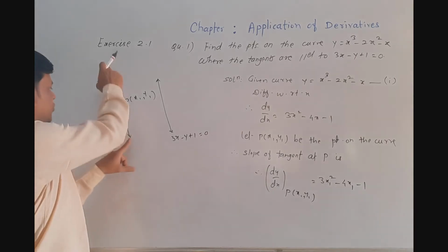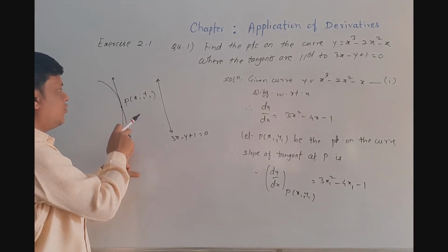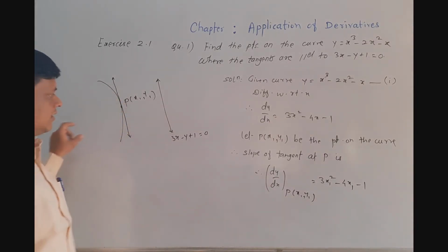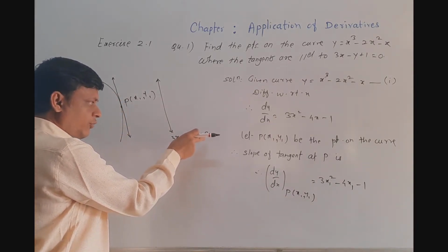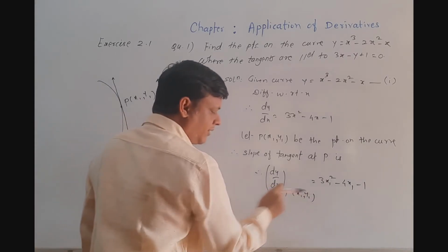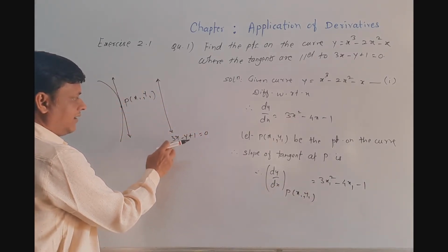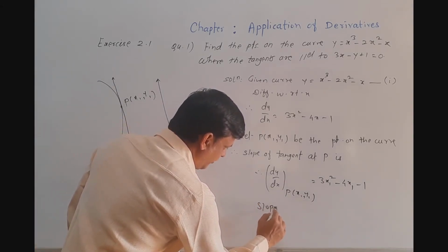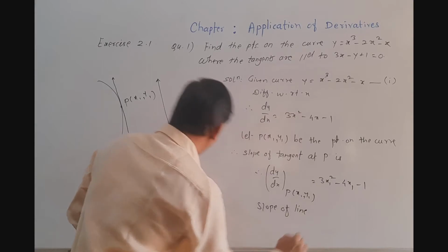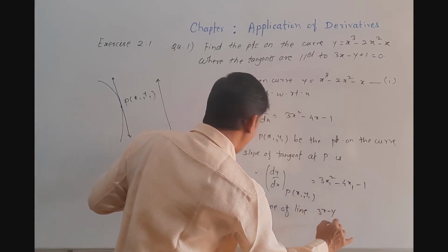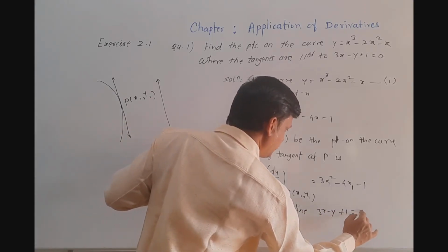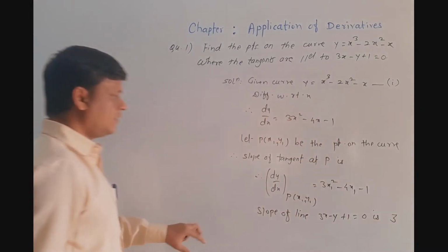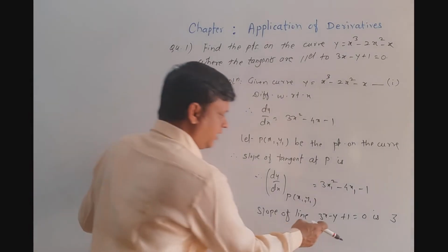So here we don't have to find the equation of tangent, but we have to find the point on that curve. So for that we equate the slope of given line and slope of tangent. So first we find slope of this line. So right here, slope of line 3x minus y plus 1 equals 0 is 3.